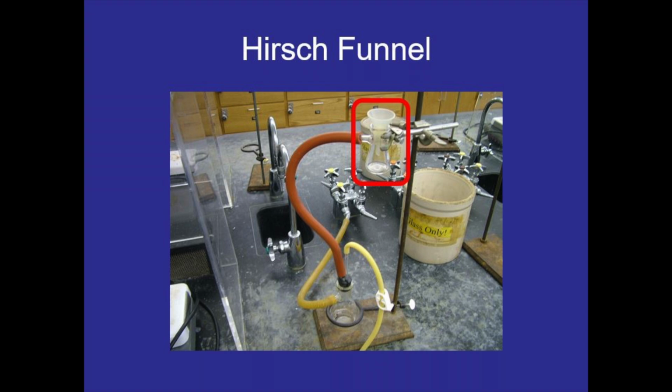All of the tubing is connected to a vacuum, so when we turn on that valve, the ethanol will be pulled through the funnel, and the solid product will be gathered on top of the neoprene stopper inside the funnel.